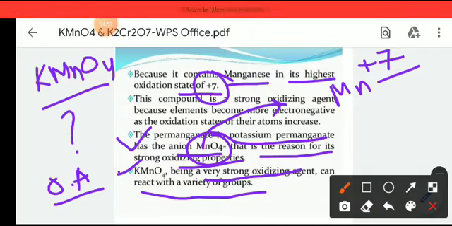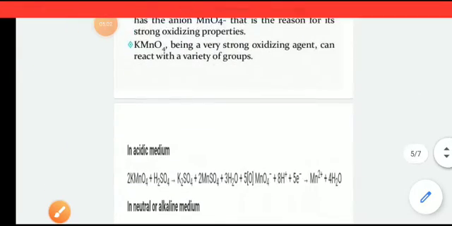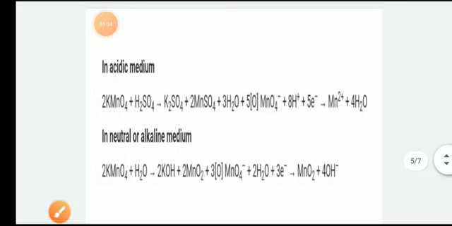In the chapter of aldehyde, ketone and carboxylic acid we have seen some uses of KMnO4 as an oxidizing agent. So let's see some oxidizing character of KMnO4 in acidic medium as well as neutral or alkaline medium.